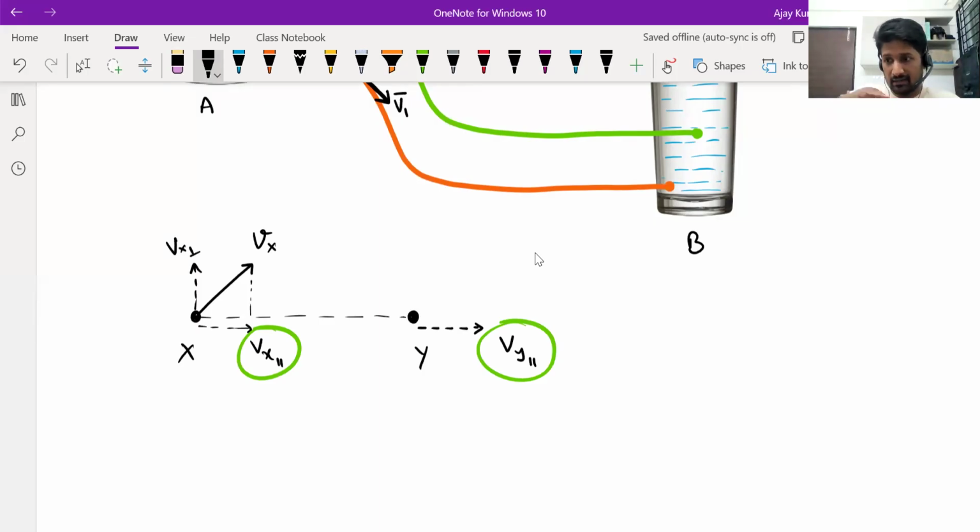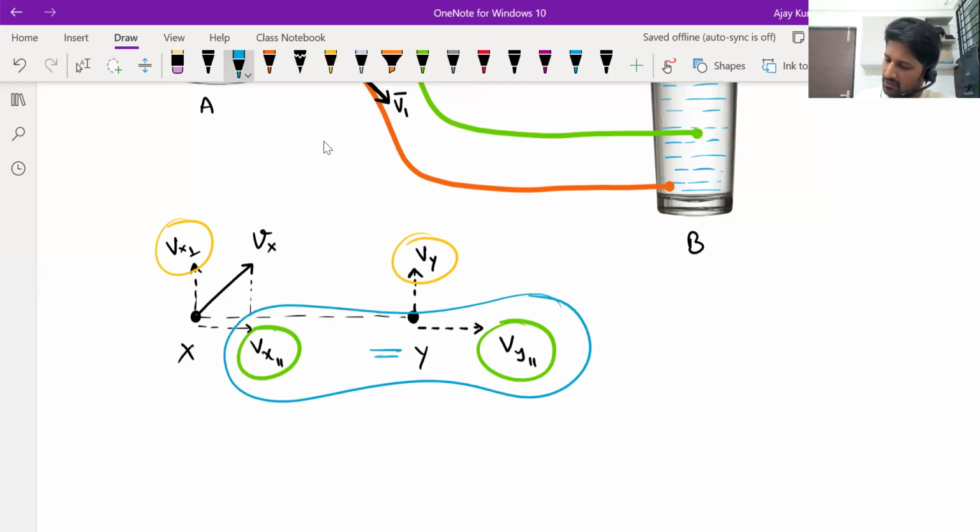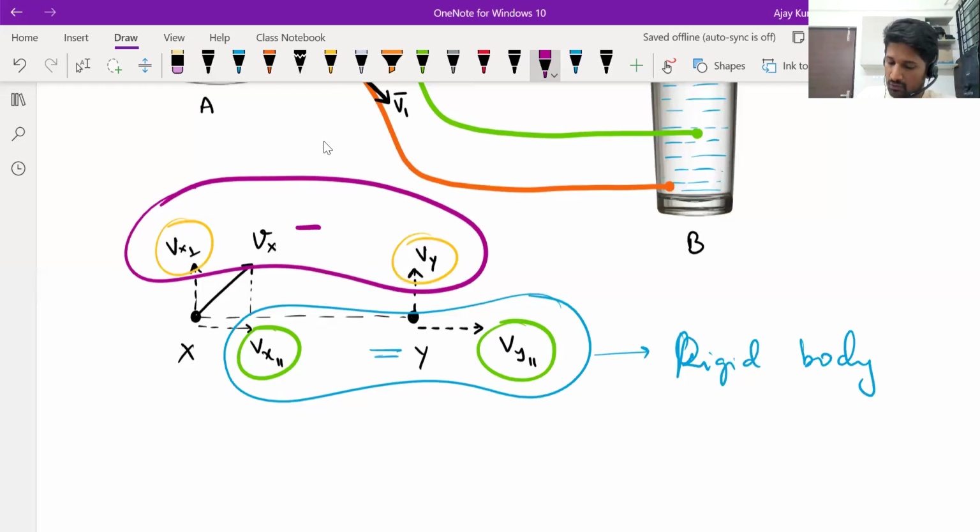Now, due to that component, x tends to rotate around y. But if rotation is not allowed, or if rotation is not happening, then you can tell for sure that y also must have had equal amount of velocity in that direction, such that their relative velocity in that direction is 0. Actual velocities are equal, means relative velocity is 0. Fine. So relative velocity along the line joining them should be 0, means these two must be equal. This is from the condition of rigid body. Relative velocity perpendicular to the line joining them should be 0, means these two components should be equal. This is from the condition of no rotation.